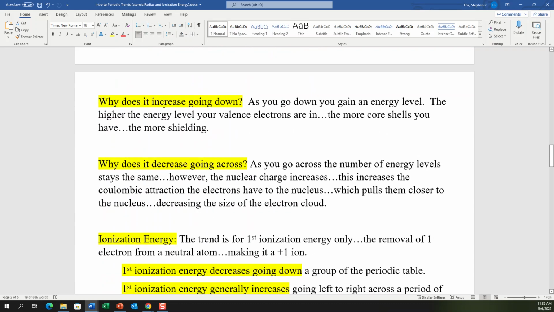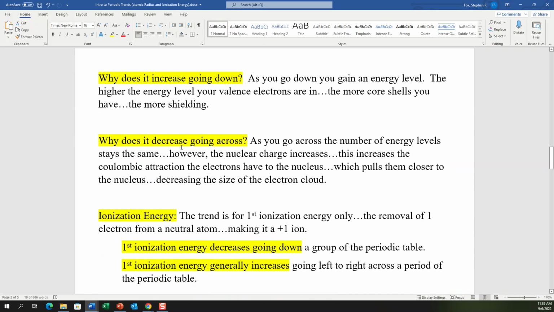Okay. So why does it increase going down? You gain an energy level. Okay. Why does it decrease going across? The nuclear charge increases. You gain a proton, the nuclear charge increases, and the electrons get pulled closer to the nucleus.